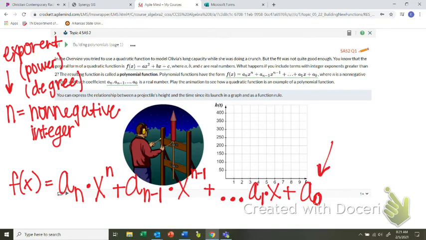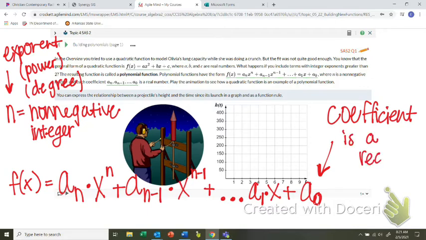Then I want you to draw an arrow that's pointing to the a 0. And I want you to write coefficient is a real number. So that goes to not only the a 0 that we have drawn the arrow to, but it also goes to this a n minus 1, a 1, and a 0.